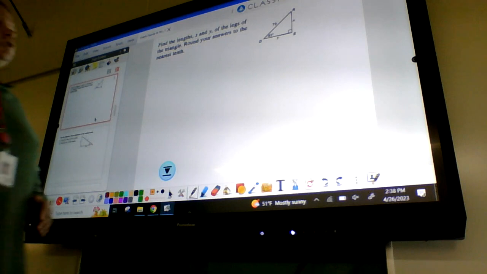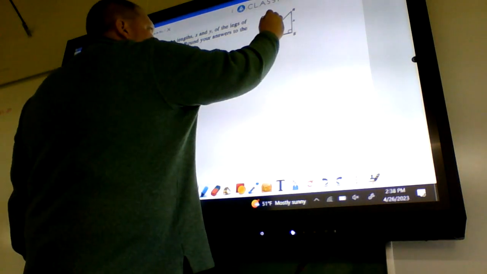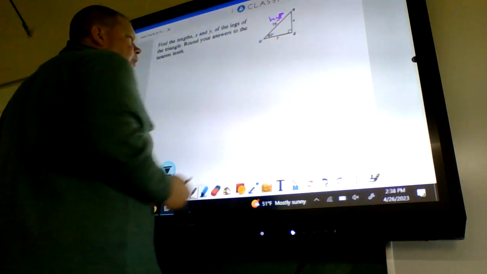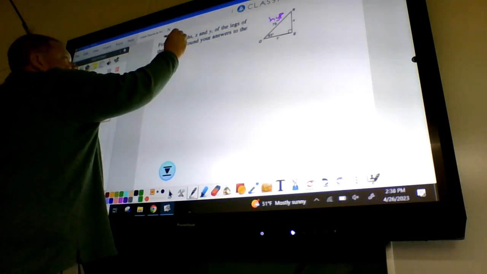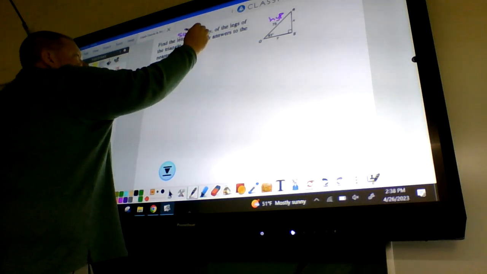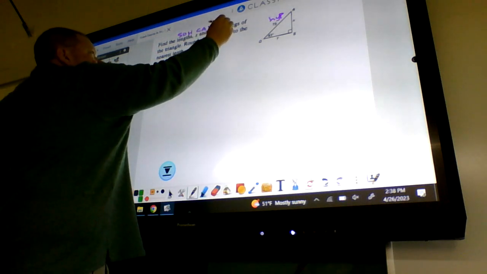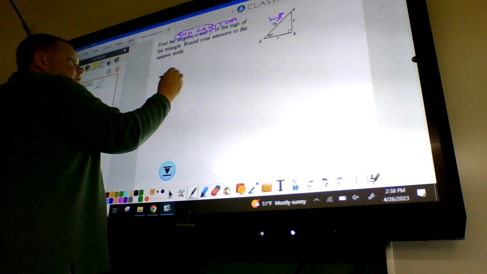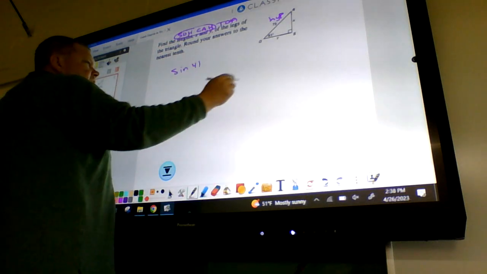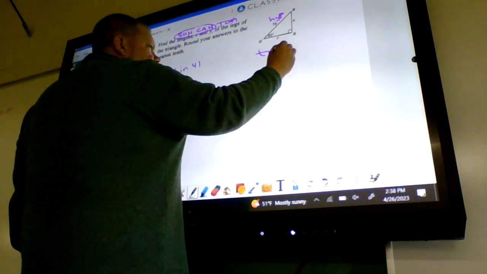Okay, in this picture, I am given the hypotenuse and my 41-degree angle. So when I look at SOHCAHTOA, I look to see which trig ratios use the hypotenuse. And you can see it's in SO and CA. So I'm taking the sine of 41 degrees. I'm going to do the cosine of 41 degrees.